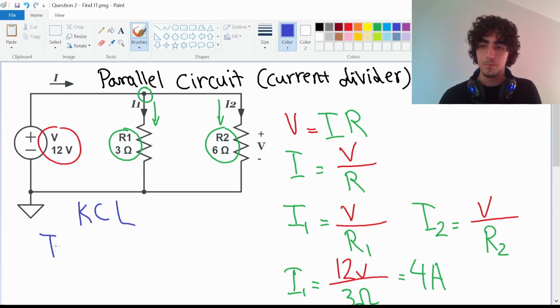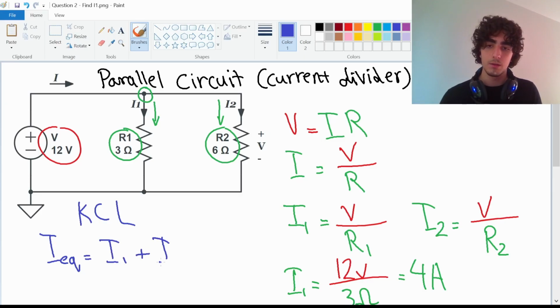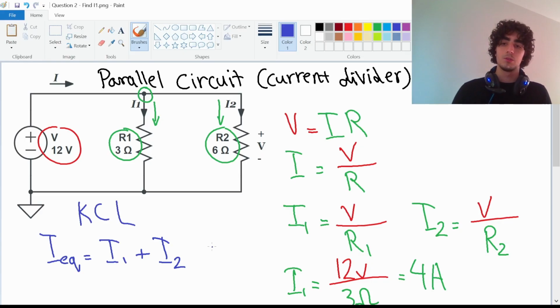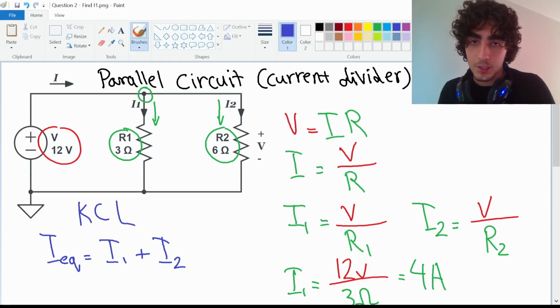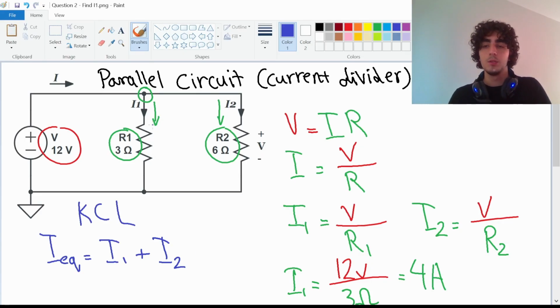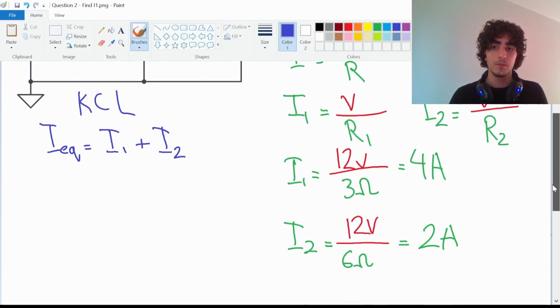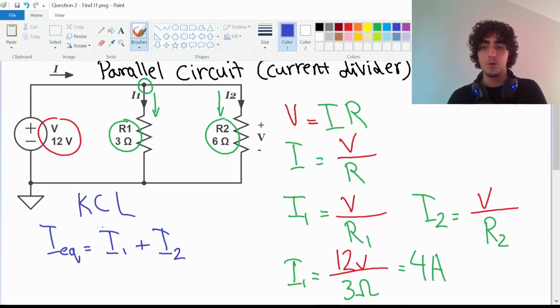So I equivalent has to equal current 1 plus current 2. So the current 1 and current 2 have to add up to the equivalent current. So how do we actually find the equivalent current? Well, we know that equivalent current can be represented like this.